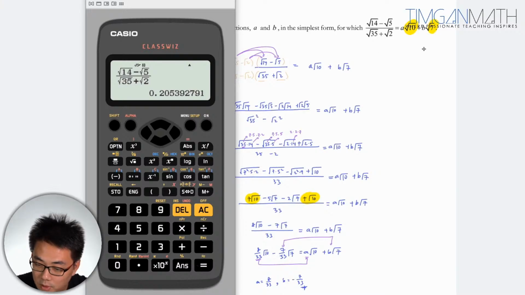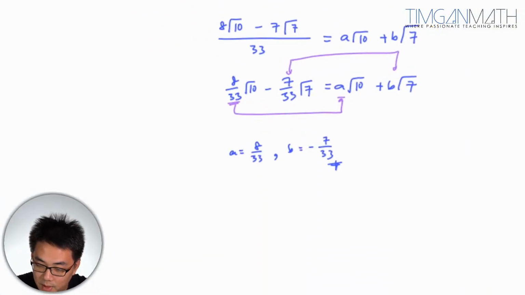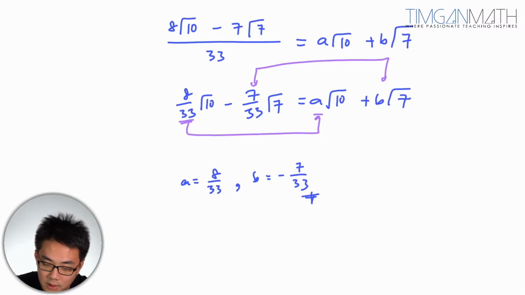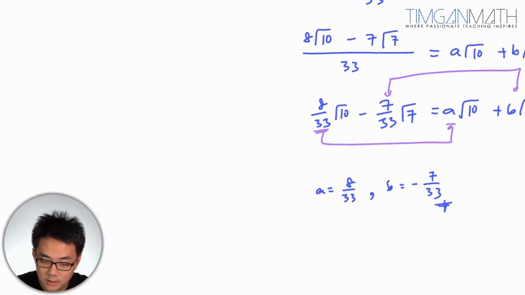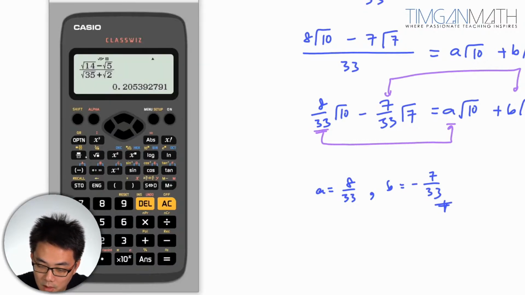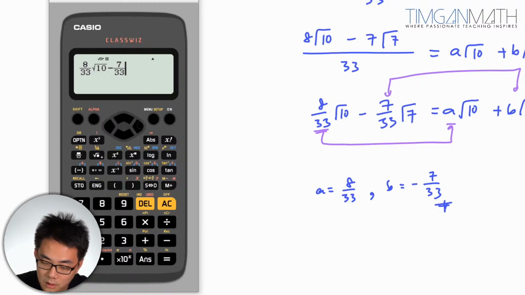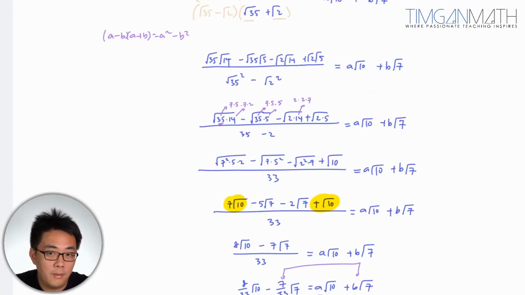So this is it. This is A. I'm putting this A as 8 over 33 root 10 minus 7 over 33 root 7. Okay, so they are the same, so it means my answer is correct.